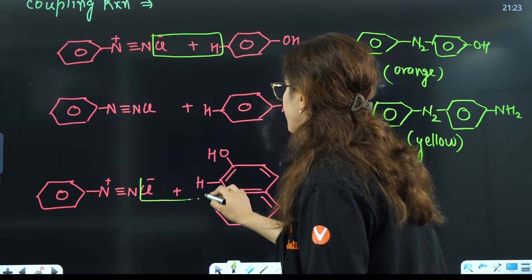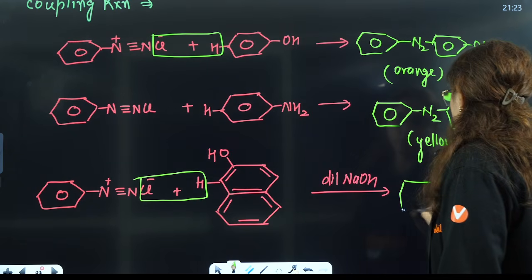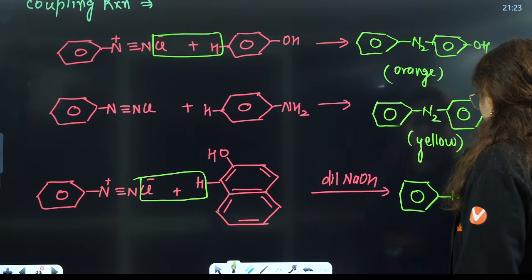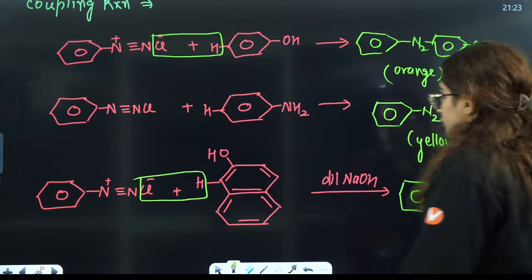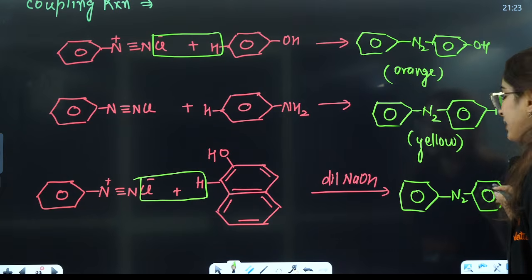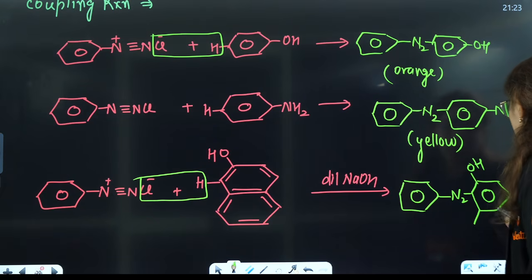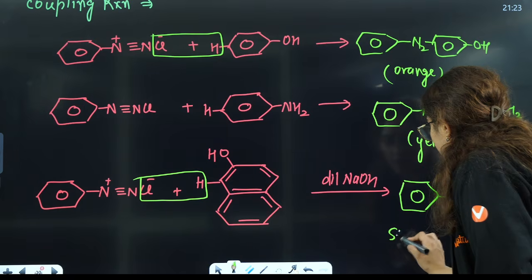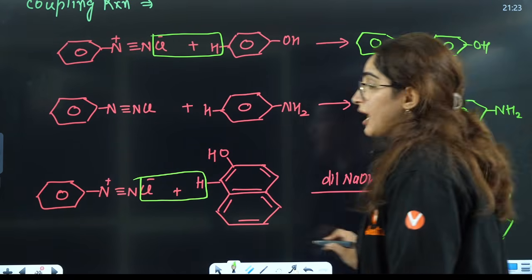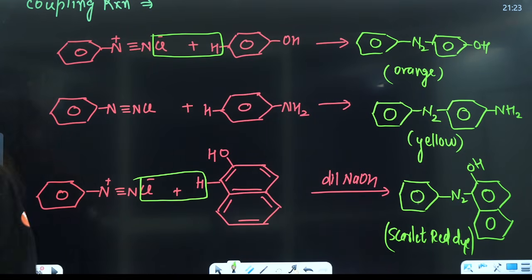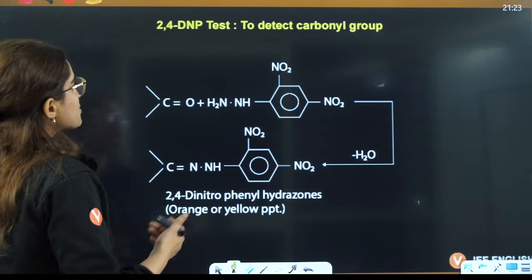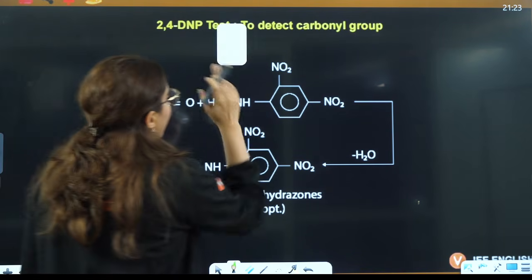Now here you remove HCl, and this is benzene and this will give you N2, this is on the para position. From the para position I will attach this, and this is actually the reaction with 2-naphthol or beta-naphthol. And this gives you scarlet red. Which dye is scarlet red dye? Okay, scarlet red color dye. So they can ask you the names of the dyes here, right? What color of dye they can give you, right? Okay. Next is the 2,4-DNP test to detect the carbonyl carbon.